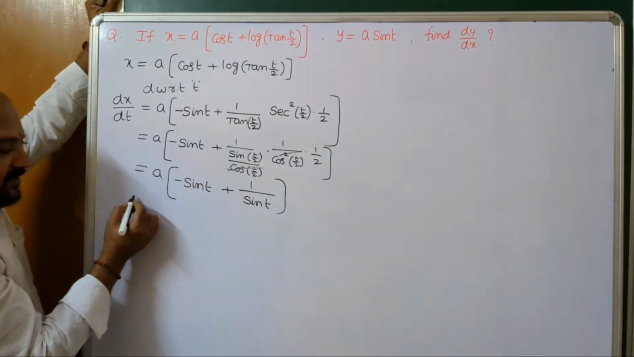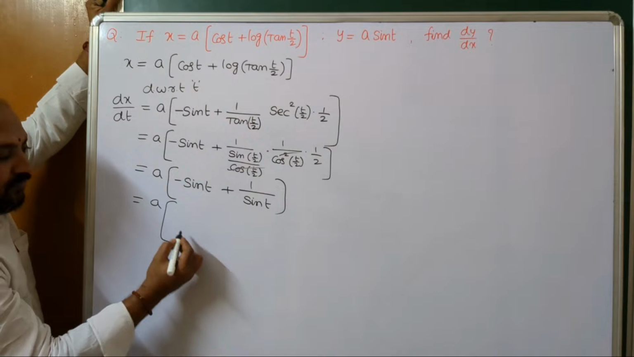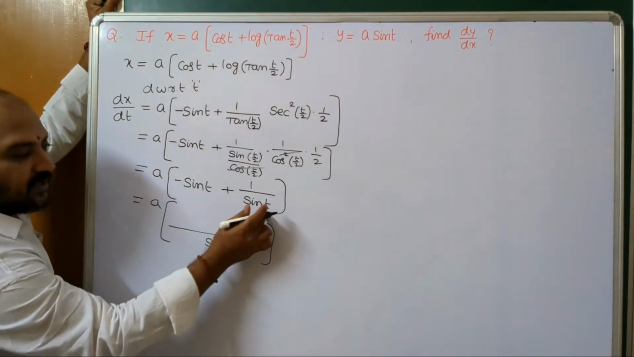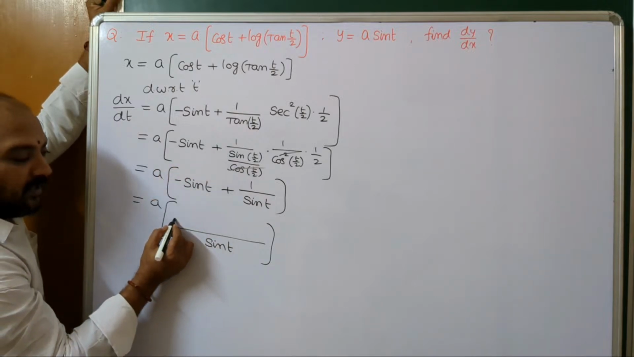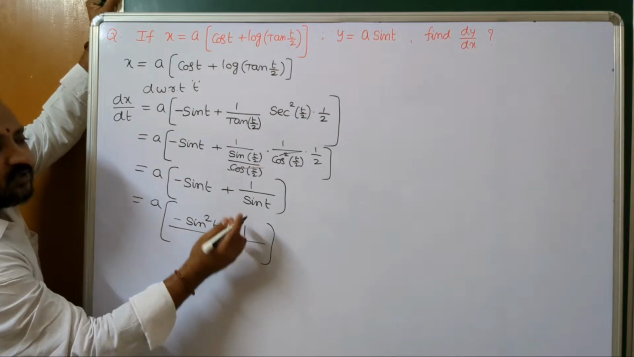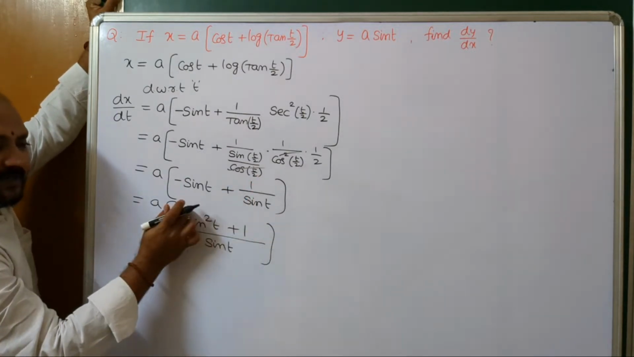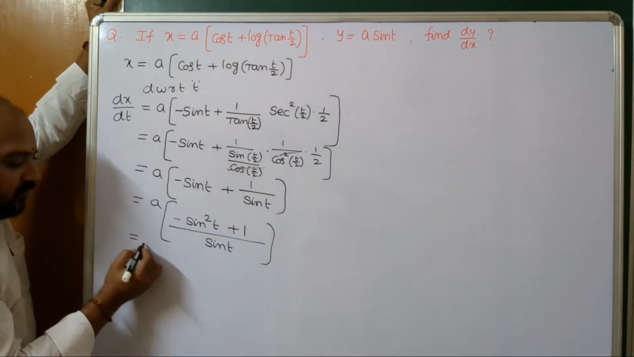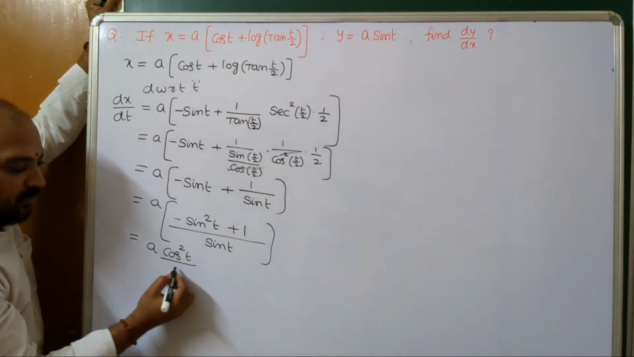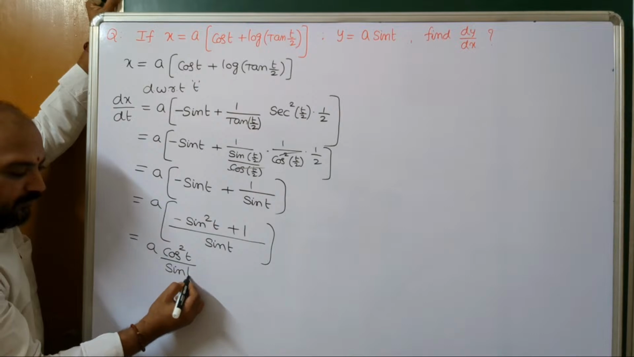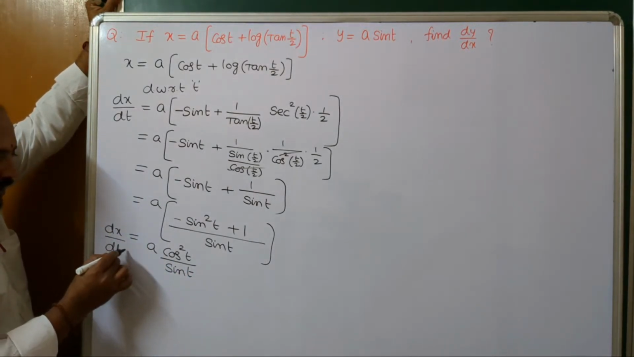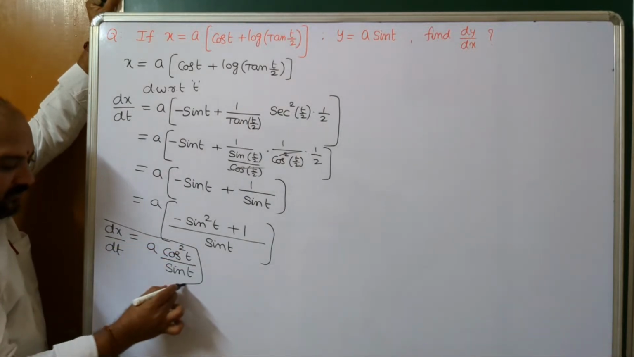So now take LCM and simplify. Sin t is the LCM. Sin t into minus sin t, minus sin square t, plus 1. 1 minus sin square t means cos square t only. So a into cos square t by sin t. This is the value of dx by dt.